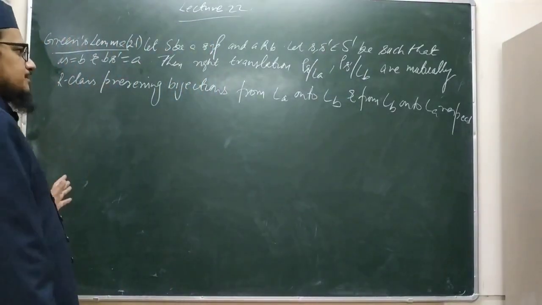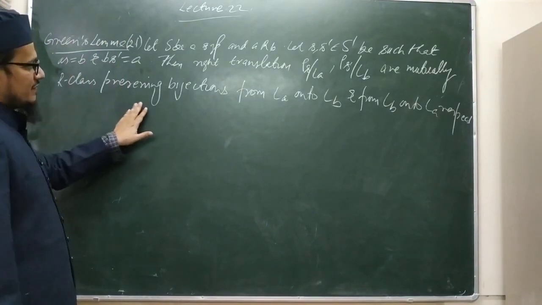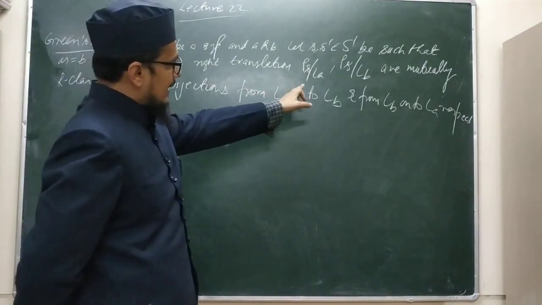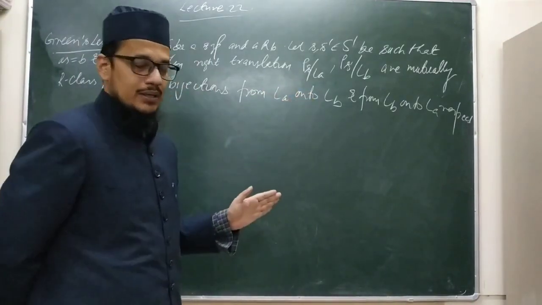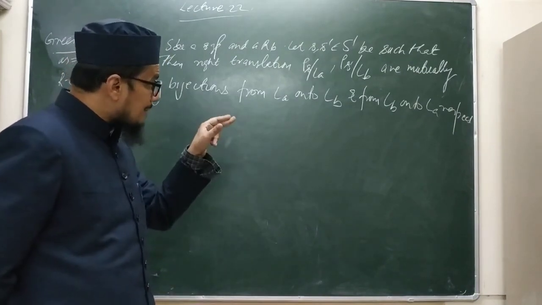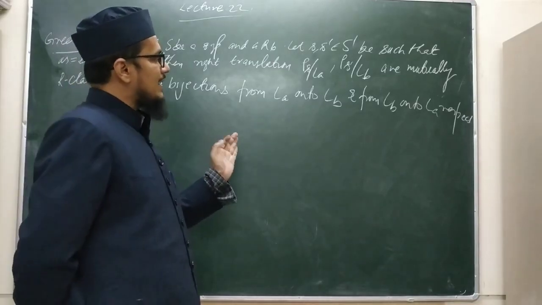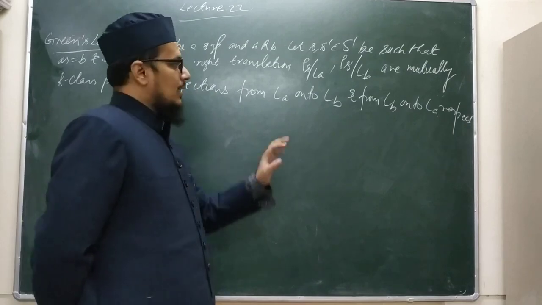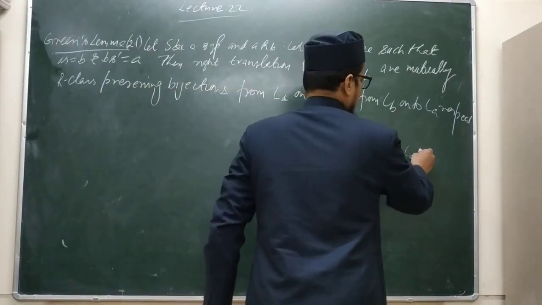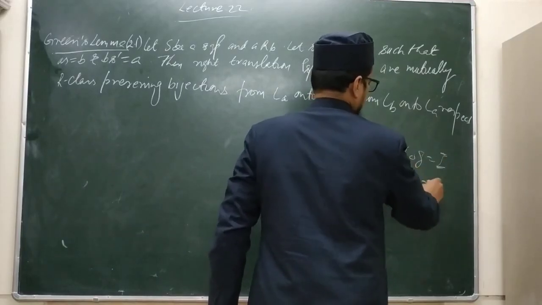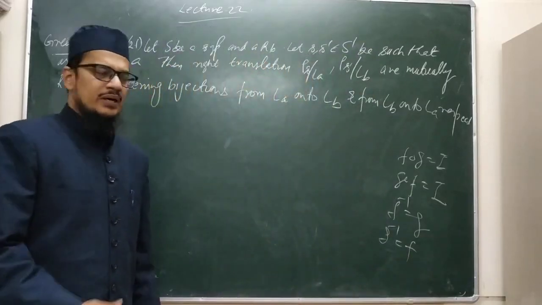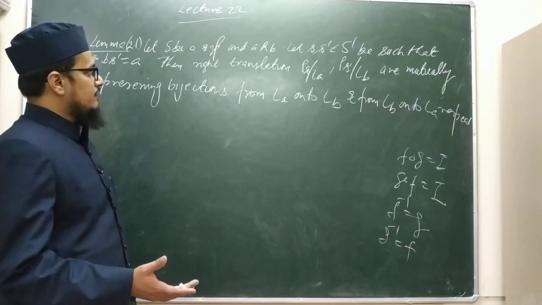Now we have to prove that these right translations are mutually R-class preserving bijections from L_a onto L_b and L_b onto L_a. It means that we have to prove that rho_s on L_a is a 1-1 onto mapping from L_a onto L_b, correct? And rho_s' on L_b is a bijective mapping from L_b onto L_a. And also these two mappings are inverses to each other, that is rho_s on L_a composed with rho_s' on L_b is the identity mapping, and rho_s' on L_b composed with rho_s on L_a is the identity map, correct? You know that when f composed with g is the identity map and g composed with f is the identity map, then f inverse is equal to g and g inverse is equal to f, correct? So in this way they are inverses of each other, correct?